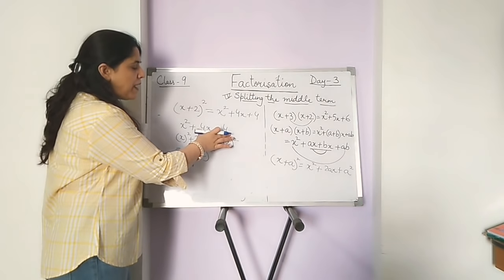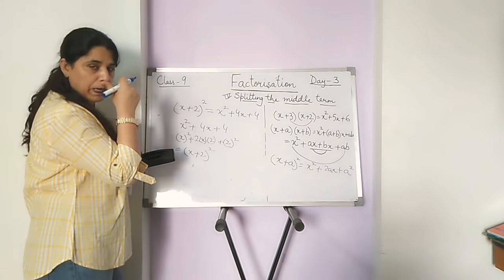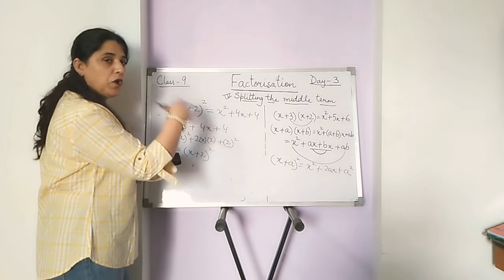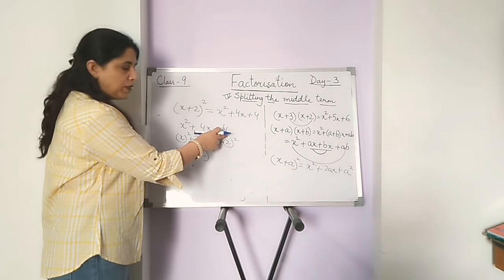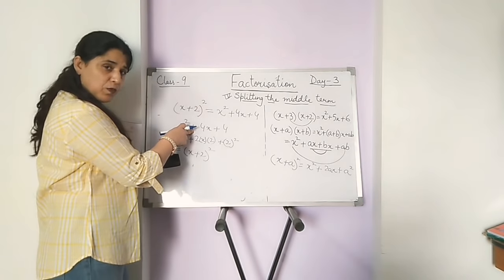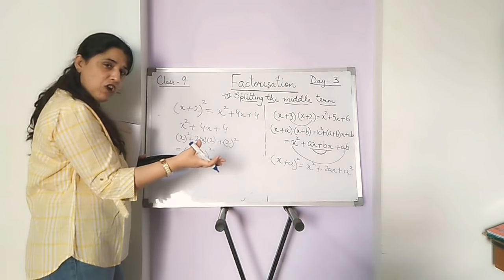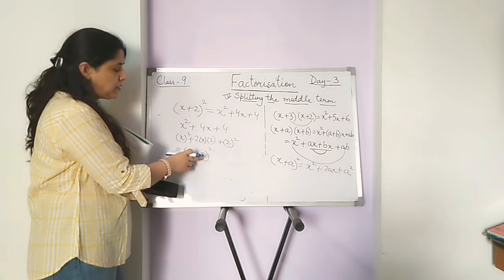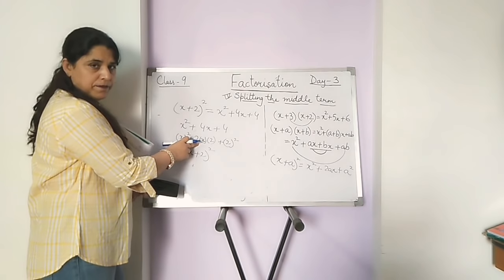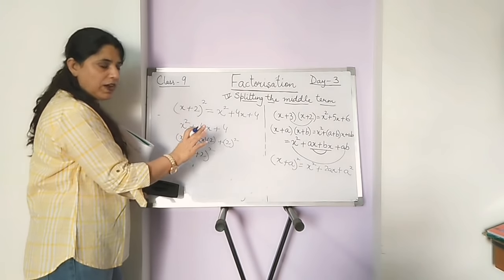If there are terms which are perfect squares, like a plus b the whole square when you open, or a minus b the whole square when you open, you get this, a plus b the whole square, and a minus b the whole square, then you will get minus 4. How to factorize such trinomials which are perfect squares? Then you will use this method. But splitting the middle term goes everywhere with these trinomials.